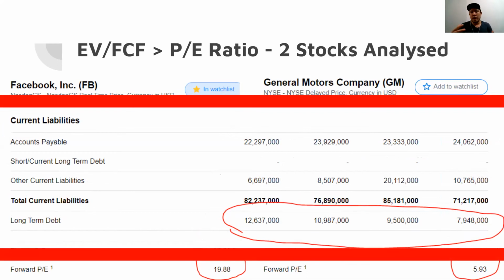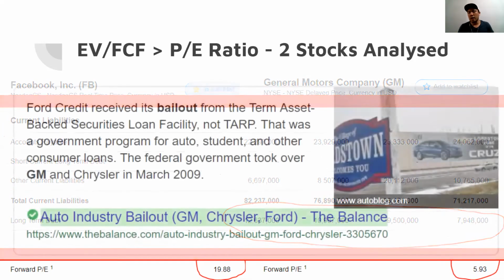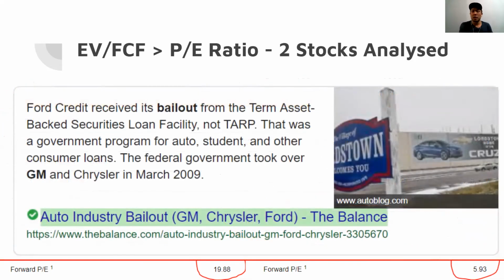Now, at the rate that they're going, they're probably not only going to be not able to pay off the debt, but they might even struggle paying off the interest on that debt with however much money they make. And as a result, if you think back to 2009, the government pretty much had to bail out the auto industry, which is exactly the reason why the price to earnings ratio falls short, is because it never takes into consideration all of their financial liabilities and commitments.